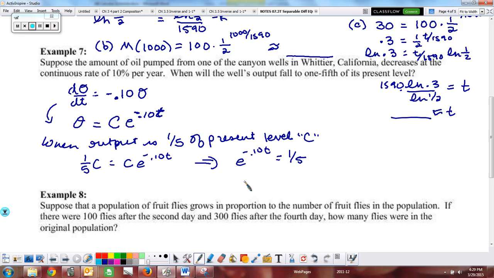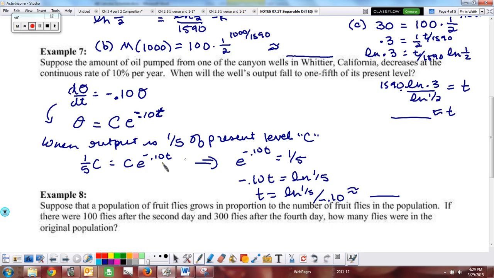Take the log of both sides. Negative 0.10 t equals the natural log of 1/5. And then divide by negative 0.10, natural log of 1/5 divided by negative 0.10, and then I will leave it to you to get your answer.